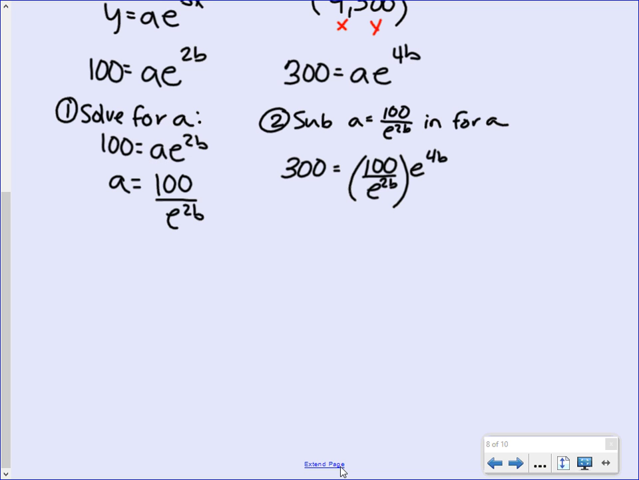So solve for one variable. A is going to be the easiest one. Just divide. Okay. Plug that into the other equation, and now you'll have an equation with only b's in it. So you should now be able in some way to solve for b. On the right side, I've got a lot going on. I have essentially 100 e to the 4b over e to the 2b. How can I simplify that? E to the 4b over e to the 2b.